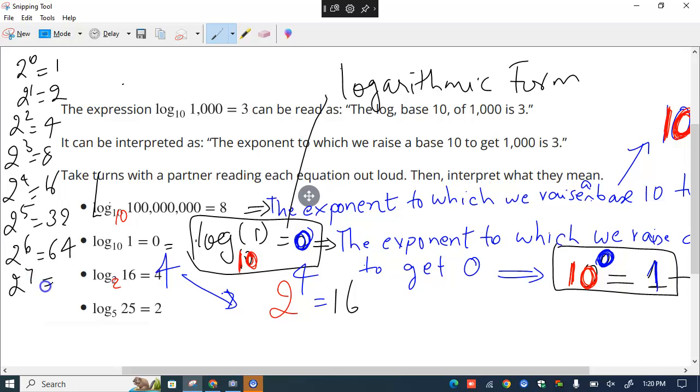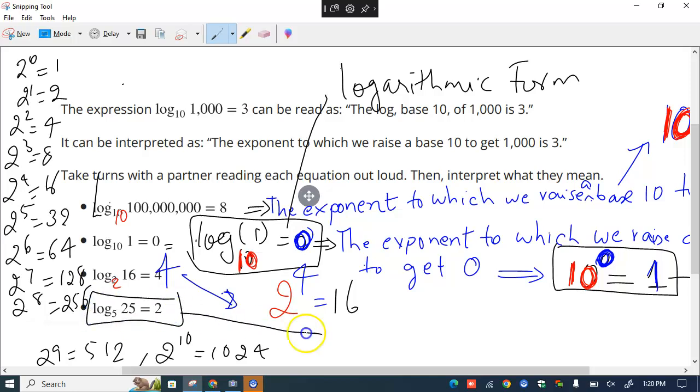64, and this is 128. 2 raised to 8 is 256. Sorry, yeah, 256. 2 raised to 9 is 512. And 2 raised to 10 is 1024. So these are all the values for the different exponents when base 2 is used. And the last one is this piece.